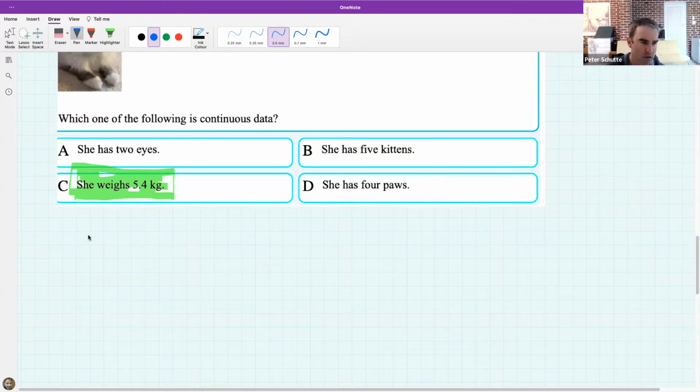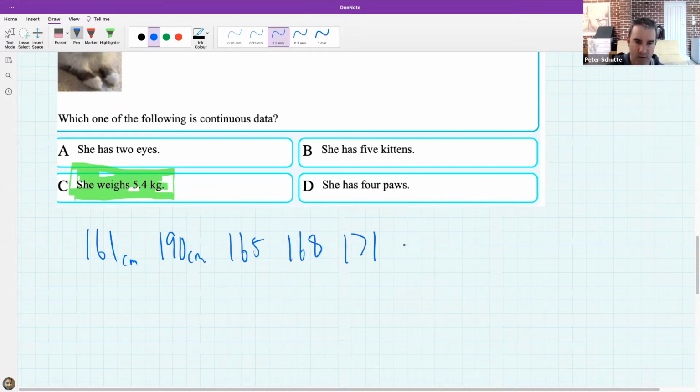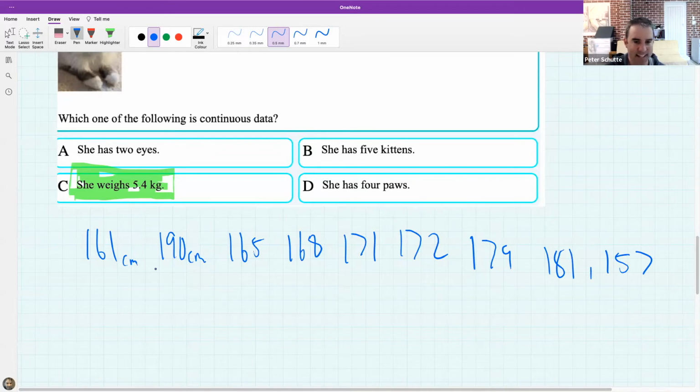But let me give you an example. Let's say I'm writing down the heights of people in the class. So 161, 190, 165, 168, 171, 172, 179. I've just made up, let's make it 157. I've made up a list of data, which I'm saying is the heights of the students in this class.